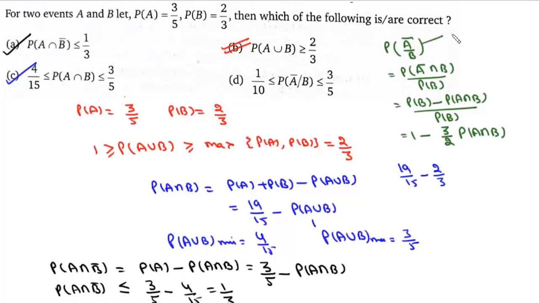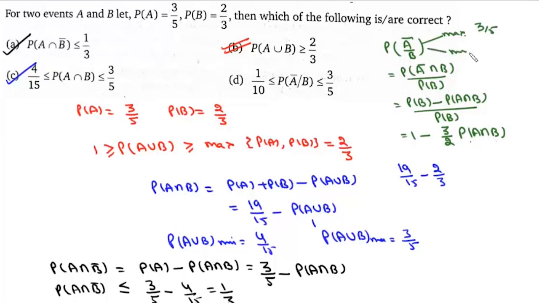Now if we look at its maximum value, in that case we have to look for the minimum value of A intersection B, and the minimum value of A intersection B is 4 by 15. So it will be 3 by 2 into 4 by 15, which is 2 by 5. So it will be 3 by 5. So its maximum value is 3 by 5, and for the minimum we'll put this as 3 by 5. So there will be 9 by 10, and 1 minus 9 by 10 is 1 by 10.